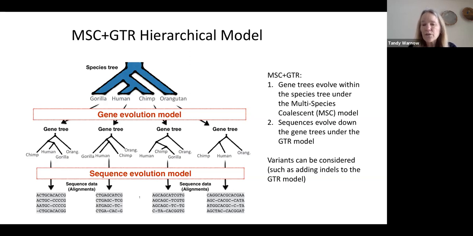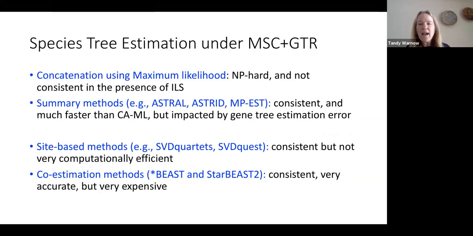And that can be under Jukes-Cantor. In this case, I'm showing GTR. Okay, in fact, I'm showing GTR with indels since there are dashes. But think of MSC to get gene trees, GTR to get sequences. So how can we estimate species trees under this hierarchical model?